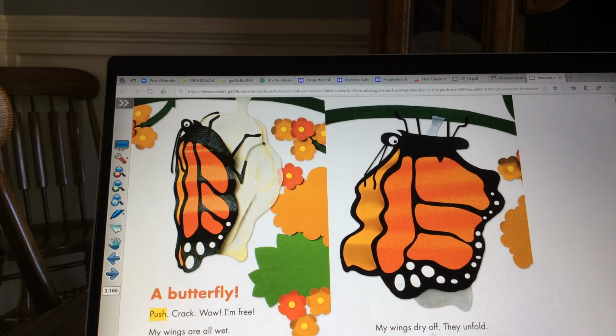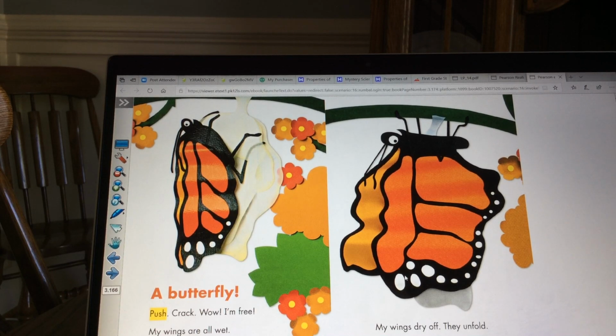"My wings dry off. They unfold." So look at this butterfly and look at its wings and the colors. I want you to make an inference about what kind of butterfly this could be. You're going to have to use your background knowledge and the information that you see in the text to make this inference. What kind of butterfly is this?